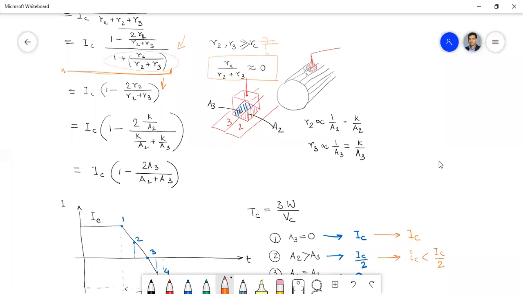No, sir, the resistance. Okay, so that term will not come at all, because there is no contact with 3. Yes, okay, sir, but RC is still non-zero. Sir, R3 is 0. In the first case, A3 is 0, so we can think that R3 is actually infinity because R is inversely proportional to A. So that's why RC by R2 plus R3 is 0.